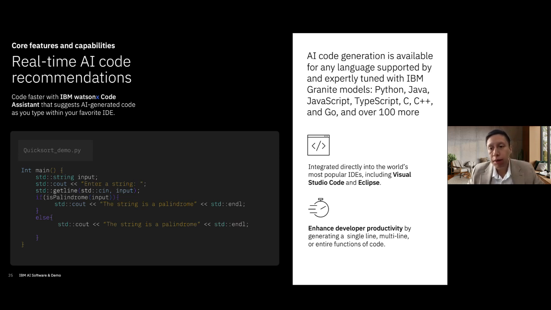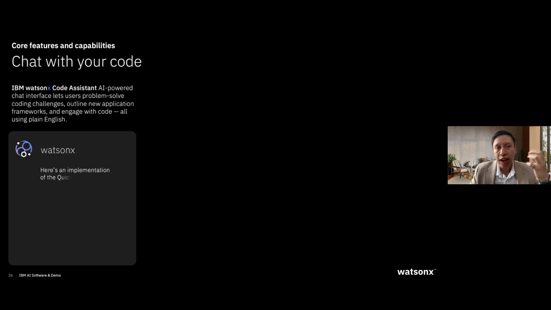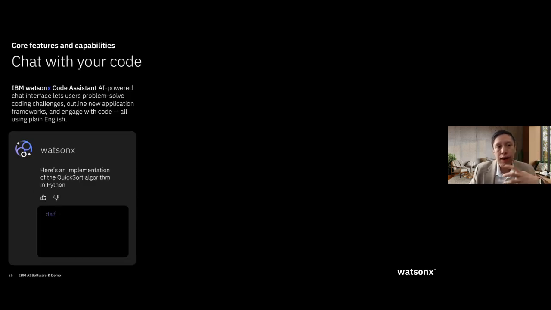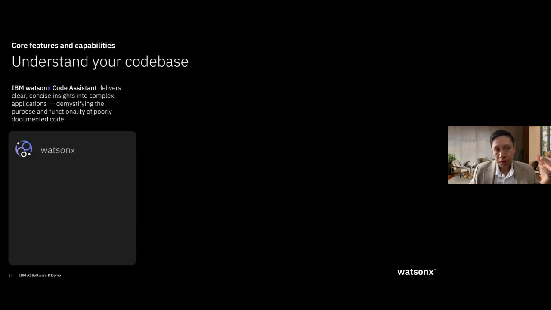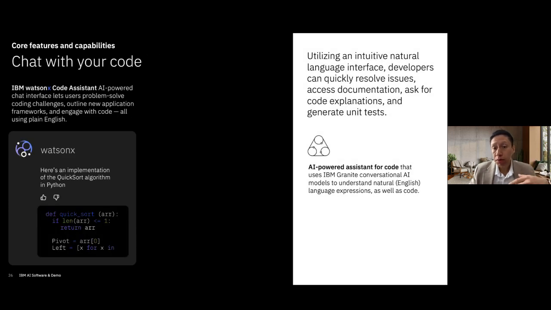And you're able to enhance that developer productivity by generating single line, multi-line, entire functions of code, or using our autocomplete. You're able to chat: How do I get started? What does this mean? And leverage all of those capabilities in plain English. And with our new model, you're going to be able to do that in Spanish, Portuguese, Korean, French, German, and many more.